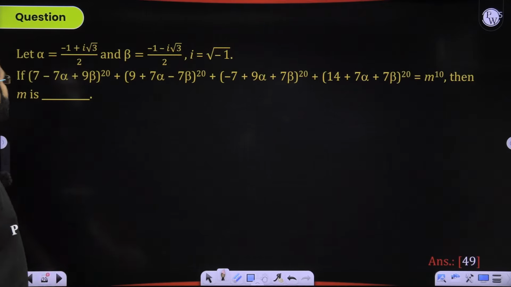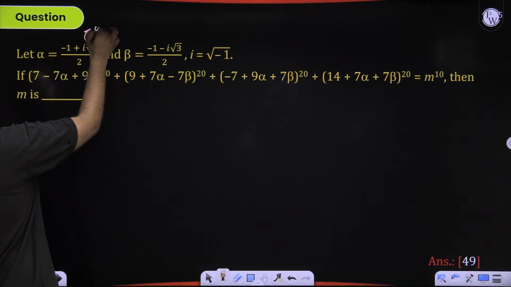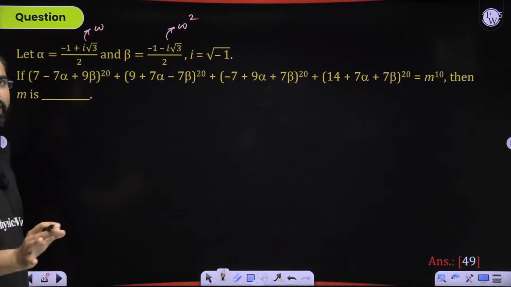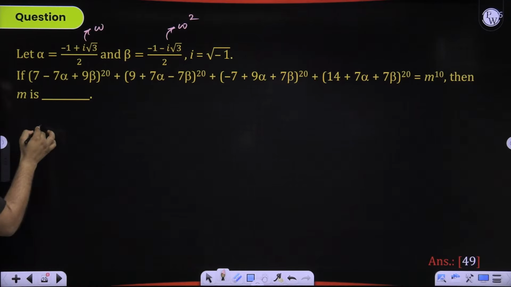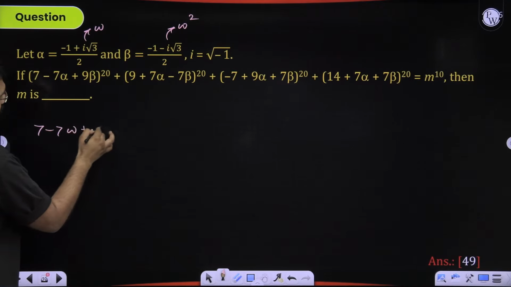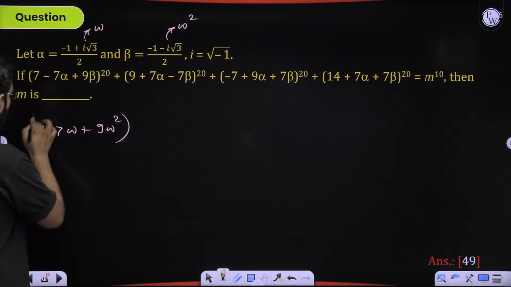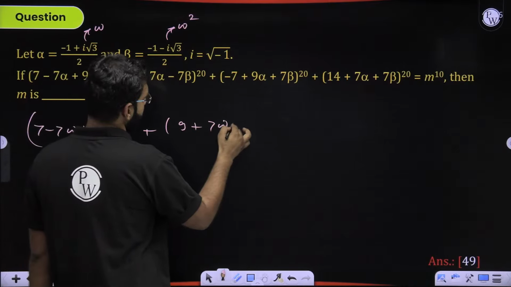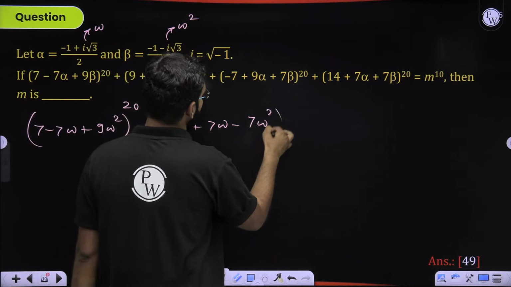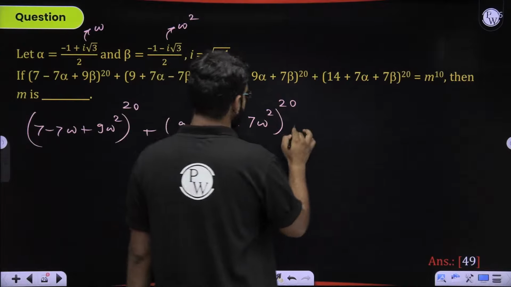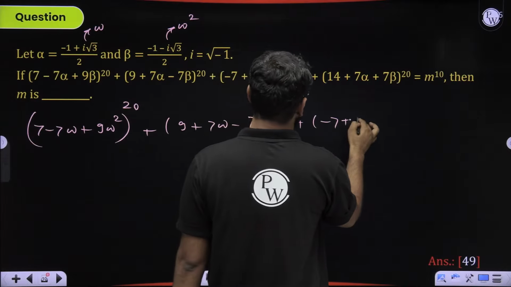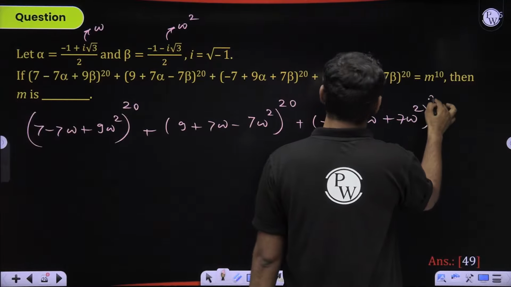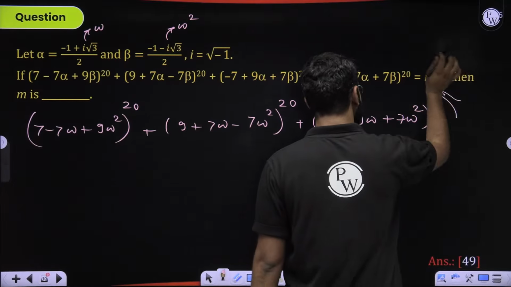Now, moving ahead with this, the moment you see, alpha is nothing but omega and beta is omega square. I hope we all know that. Nothing wrong with that. So here, I'll say the expression is 7 minus 7 omega plus 9 omega square whole raised to the power 20, plus 9 plus 7 omega minus 7 omega square whole raised to the power 20, plus minus 7 minus 9 omega plus 7 omega square whole raised to the power 20.